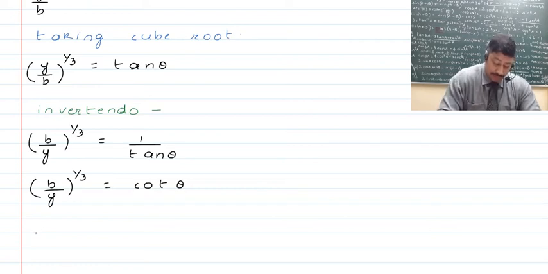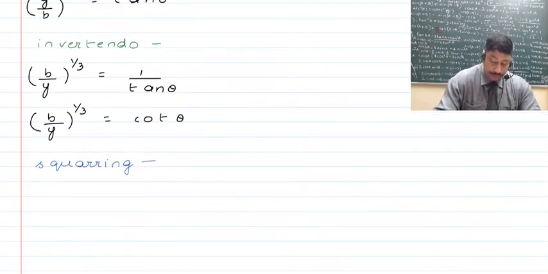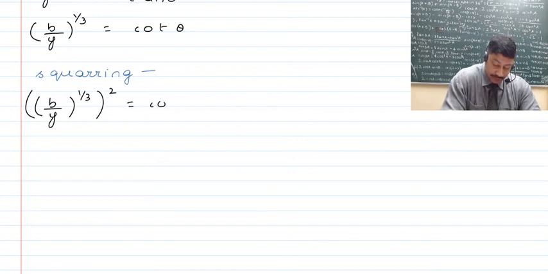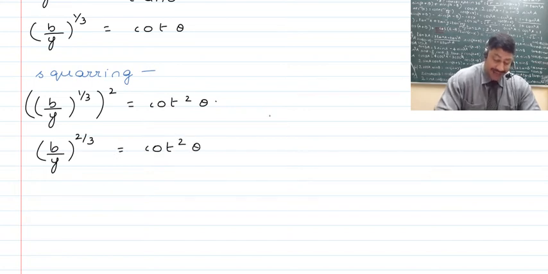Now in the next step we will be squaring both the sides. So squaring both the sides, next now we get b upon y whole raised to the power 1 upon 3 whole raised to the power 2 becomes equal to cot square theta. Next now, children, this becomes b upon y whole raised to the power 2 upon 3, which becomes equal to cot square theta, and this, children, is now the equation that we're going to use as equation number 2.